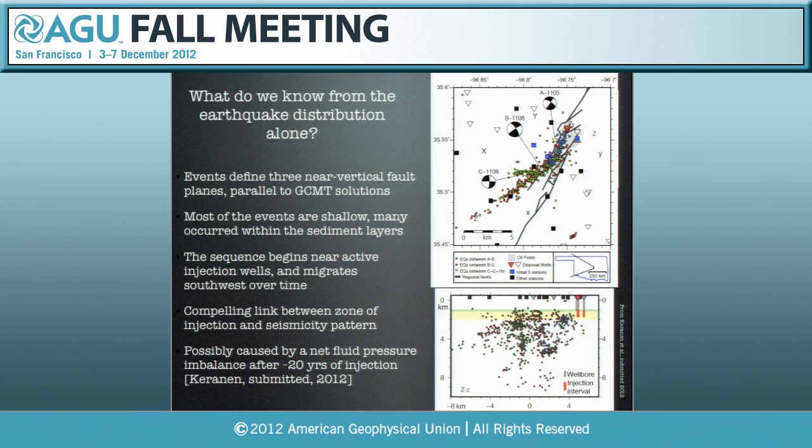And this could possibly be caused by what seems to be a net fluid pressure imbalance after approximately 20 years of injection, because these 2 wells began injecting in 1993. And one of the things that we want to look at is these pore pressure effects. And one of the ways we can look at triggering of earthquake activity is through Coulomb stress modeling.